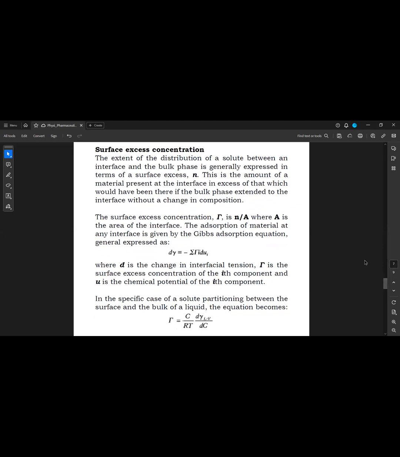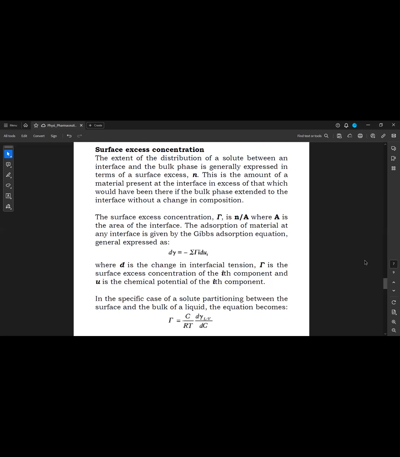Okay. So the last part, I think, for this presentation is the surface excess concentration. The extent of the distribution of a solute between an interface and the bulk phase is generally expressed in terms of the surface excess, which is given by N. This is the amount of a material present at the interface in excess of that which would have been there if the bulk phase extended to the interface without a change in composition. That is quite a mouthful.